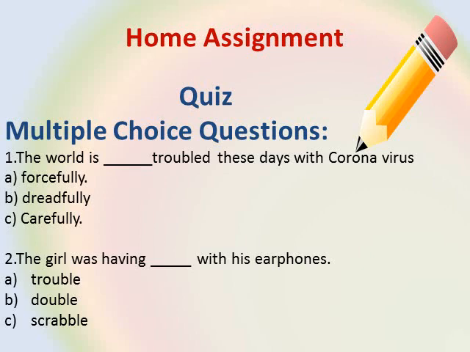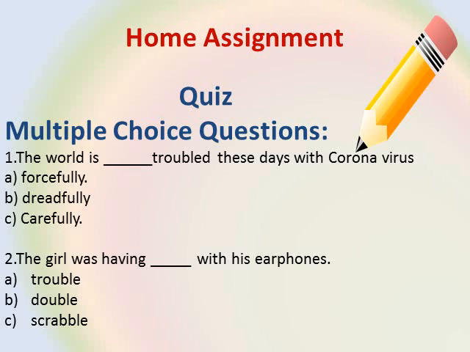Dear students, in today's home assignment, we are practicing a quiz for the final term. In this quiz, you will be given some MCQs, that is multiple choice questions, that will be vocabulary based. For example, number 1. The world is dash trouble these days with coronavirus. Option A, forcefully. Option B, dreadfully. Option C, carefully.